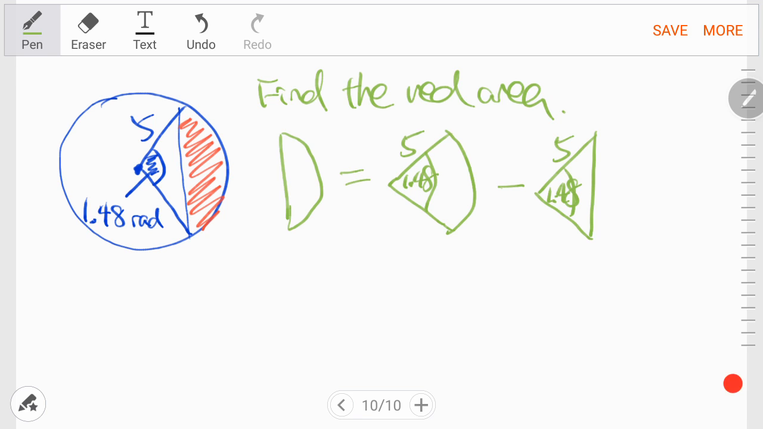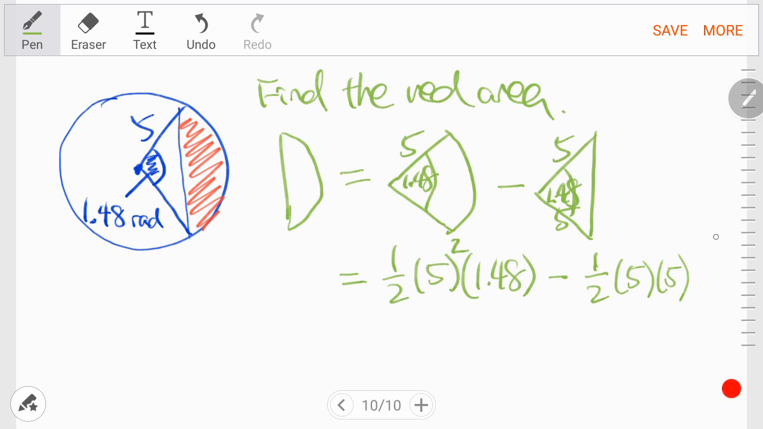All right, so let's find the area of the sector. The area of a sector is equal to half times r squared times theta. In this case, my r is 5 and my theta is equal to 1.48. Oh, I missed the r squared. Minus, now the area of a triangle. We talked about this in class, and I also showed you a video on the class website. Since the radius here is 5, the other side is also going to be 5. I have two sides and the angle between them, so I can apply the formula as well.